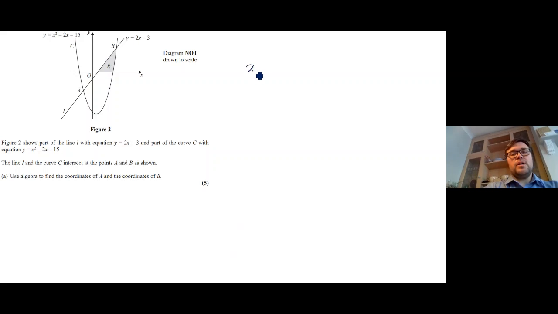So I've got x squared minus 2x minus 15, and that is equal to 2x minus 3. Moving over, we then have x squared minus 2x, bring the 2x over, so it's going to be minus 4x. Minus 3 comes over, so it's going to be minus 12, and that would be equal to 0. So I'm left with x squared minus 4x minus 12.